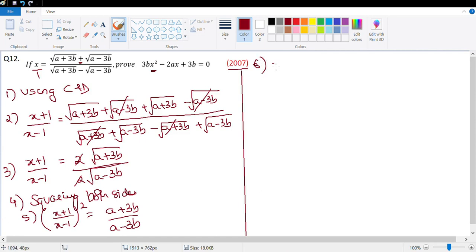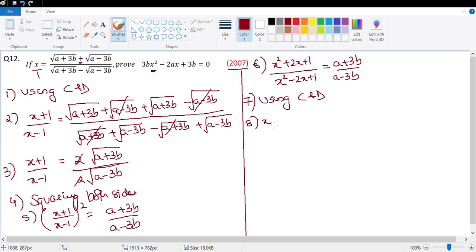That will be x square plus 2x plus 1, and the denominator would be x square minus 2x plus 1, and this is a plus 3b, and in the denominator I have a minus 3b. And now I can again do cross multiply, but let's take common componendo and dividendo. That removes the elements, makes our life easier, right? So using componendo and dividendo, let's see what we get.